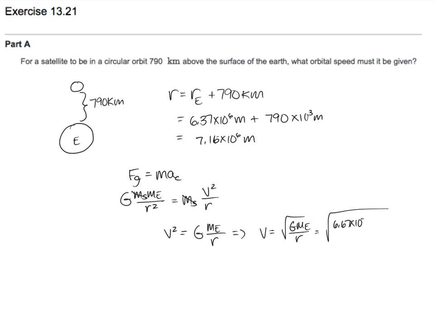6.67 times 10 to the minus 11, mass of the Earth, 5.97 times 10 to the 24, and then the radius is this 7.16 times 10 to the 6. And we find our velocity as we calculate it is, just looking at my notes, 7.46 times 10 to the third meters per second. And so 7.46 kilometers per second, if you will. So that's how we find that.